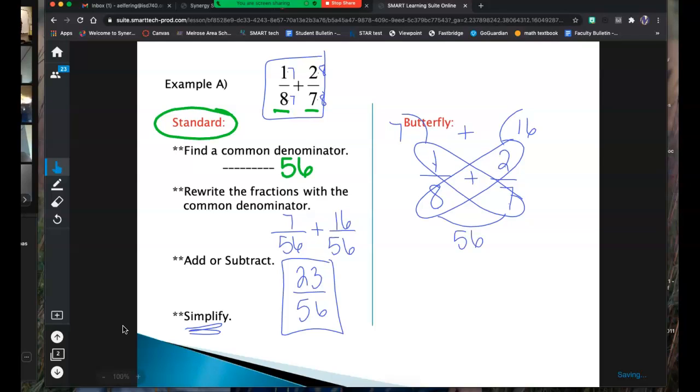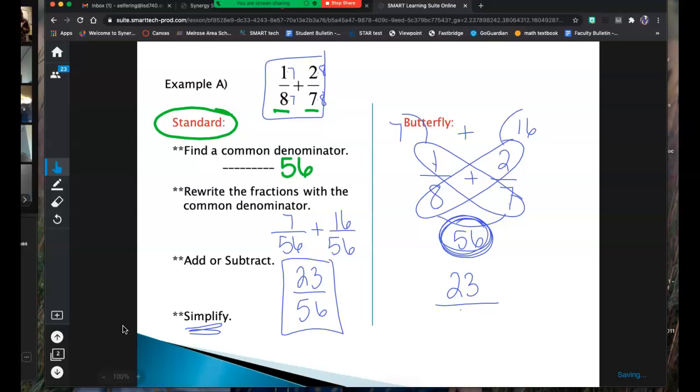And then I'm just going to add the top. Okay, so when I add the top, 7 plus 16 is 23. And this number right here, the 56, is my bottom number. Since I can't simplify anything, I'm done.